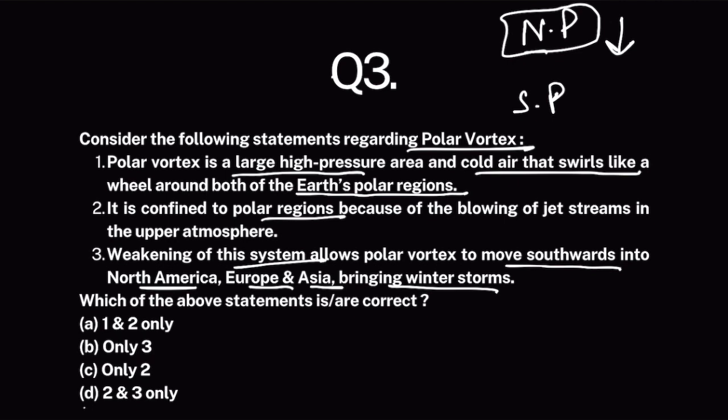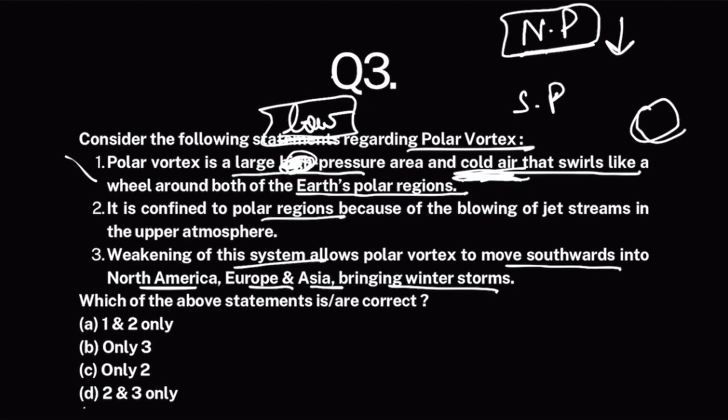Clear? Now, polar vortex is a large low pressure area. Okay, not high pressure, low pressure area which contains extremely cold air. Okay, as we all know, the North Pole is extremely cold, so the air in that area would be extremely cold. So, extremely cold air that rotates like a wheel on the North Pole is a polar vortex. But you have to remember, it is a low pressure area. Clear? So, because it was written high pressure, this statement is false.